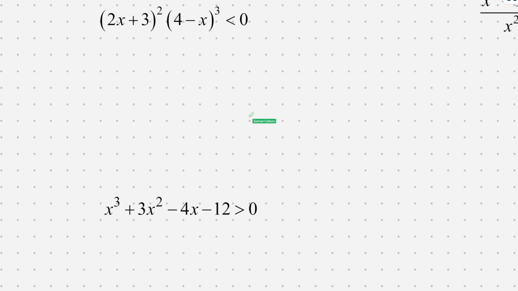This next one's pretty quick because it's already factored for us. So we have 2x plus 3 as one factor, giving us x equals -3/2 when we set that equal to 0. And then we have the other one at just x equals 4.